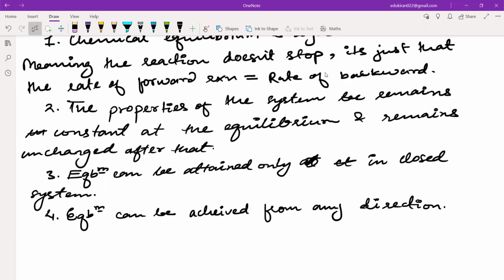Okay. So please write: equilibrium can be achieved from any direction. That is, it can be achieved from either the reactants or the products, and it doesn't matter where you start from.